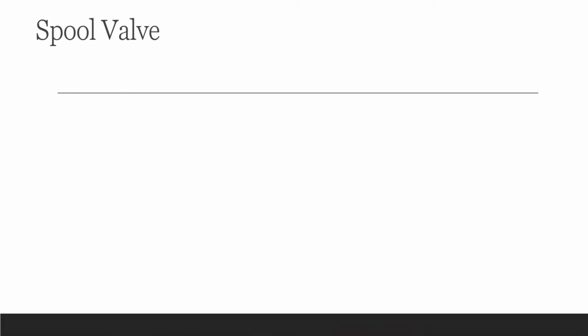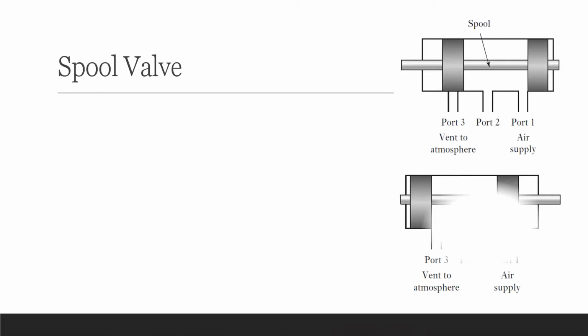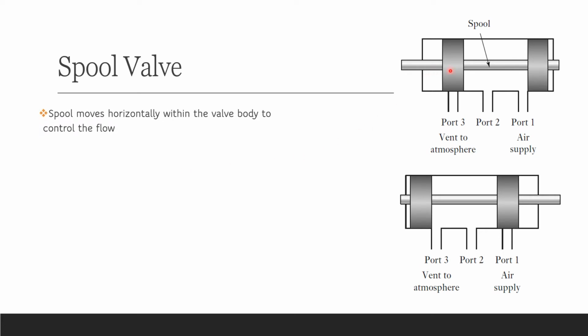So the first one is the spool valve, which, as the name suggests, has a spool that can move horizontally within the valve body to control the flow. As shown in the figure, the spool is located within the valve body, which also has three ports: port 1, port 2 and port 3. In the initial position, port 1, which is connected to the air supply, and port 2, which could be connected to any device, are open, and port 3, which is the vent to the atmosphere, is closed.